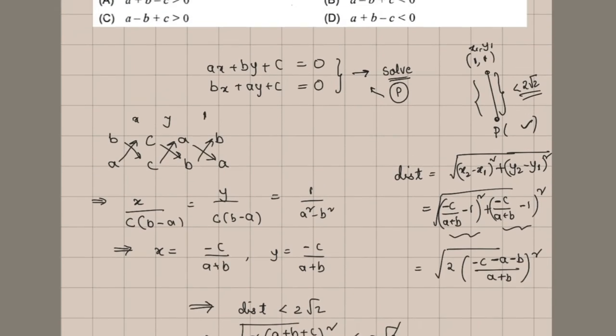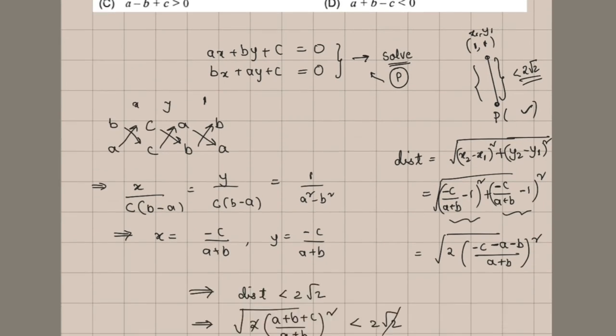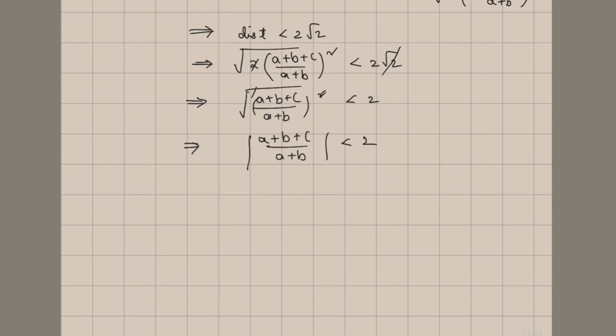But we know that a, b, c are greater than 0. So the modulus of (a plus b plus c) by (a plus b) will be (a plus b plus c) by (a plus b), because the inside term is positive, as a, b, c are all positive, which is less than 2. This gives a plus b plus c less than 2a plus 2b. So take all to one side, which gives minus a minus b plus c less than 0.